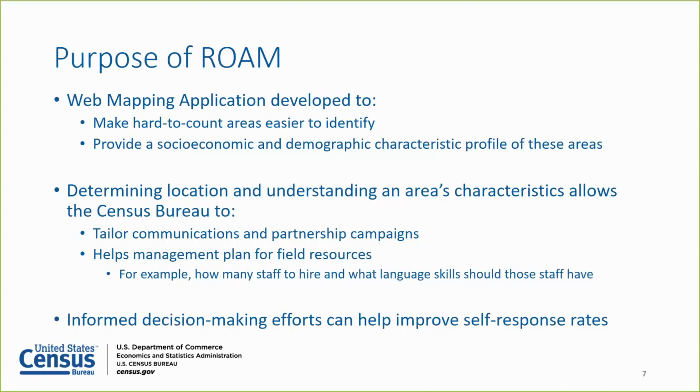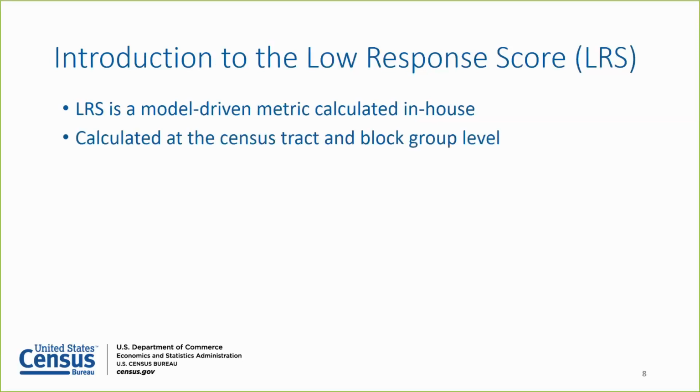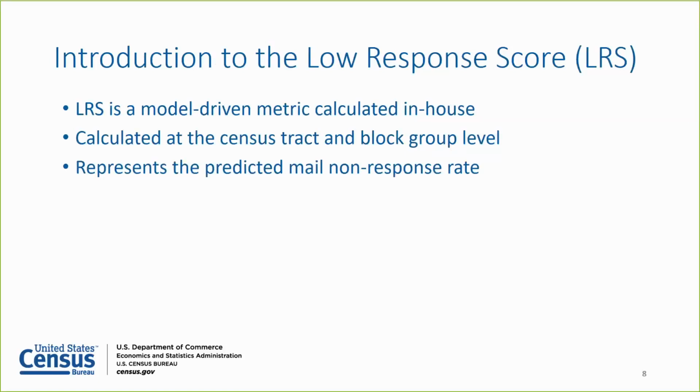So what do we mean by hard to survey or hard to count populations? Well, we have a metric that's called the low response score. We also refer to this as the LRS. The LRS is a model-driven metric that was calculated in-house. It's calculated at both the census tract and block group level, and it represents the predicted non-response rate. So I know I'm moving a little bit quickly through here, but once we open the Rome application and you can see this visually, I think it'll be a lot more clear at that point.